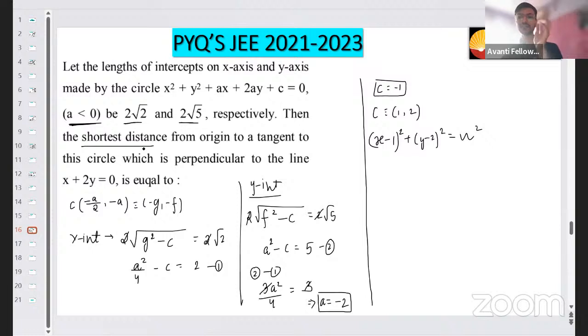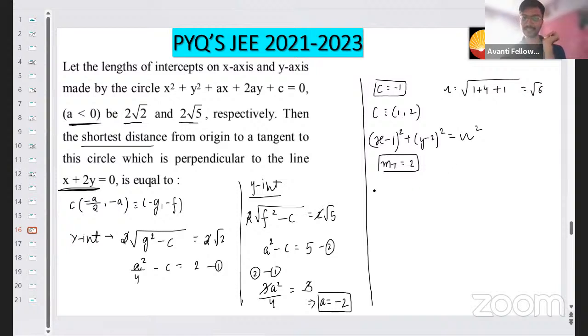Now, shortest distance means we have to find the perpendicular distance. So for that, we need the equation of tangent. Now, tangent is perpendicular to this line. So slope of tangent will be minus 1 by 2, so 2. What will be the equation of tangent in slope form? y equals mx plus minus r under root of 1 plus m square. So let us find r. r is under root of g square plus f square minus c, which is root 6.